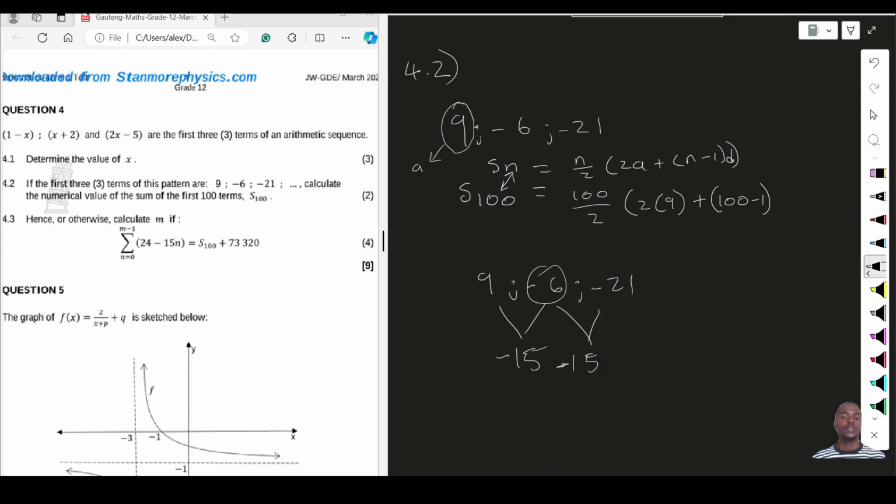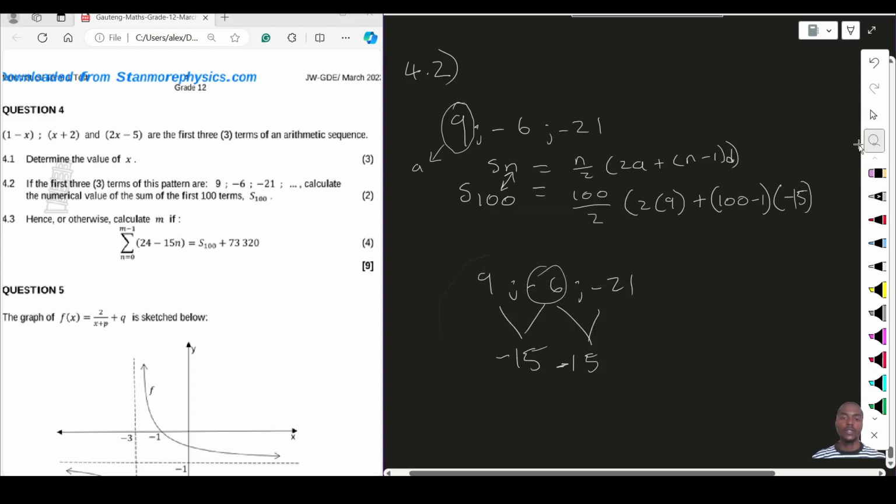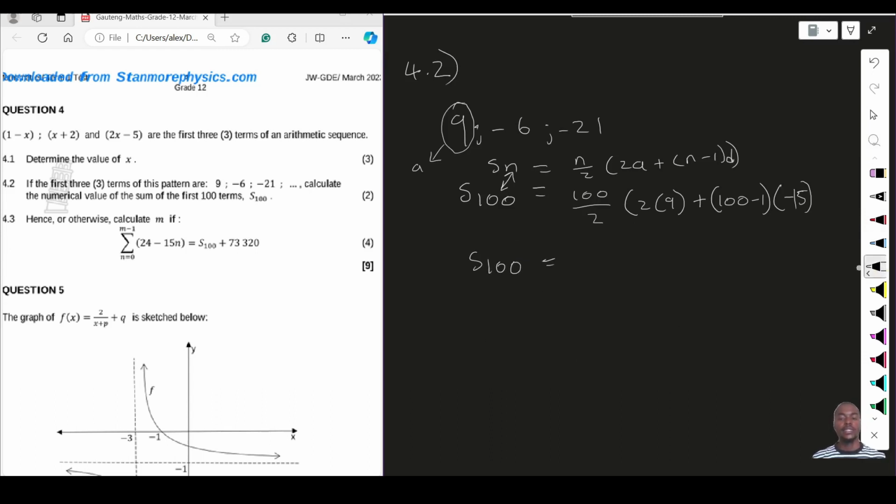So it's also minus 15. So d is what? Minus 15. Okay, let me restart. Then continuing, what are we going to do? We're going to say S100, the sum of 100 terms, equals 100 all over 2, it equals 50. Then 2 times 9, it's 18 plus 100 minus 1, this is 99, open bracket minus 15. Then here you should just put this in your calculator. What do you get when you put this in your calculator? It's minus 73,350.